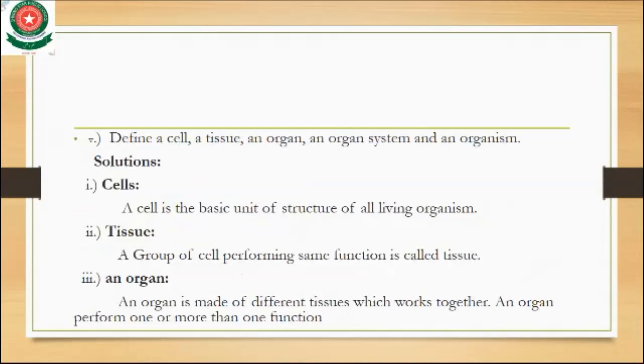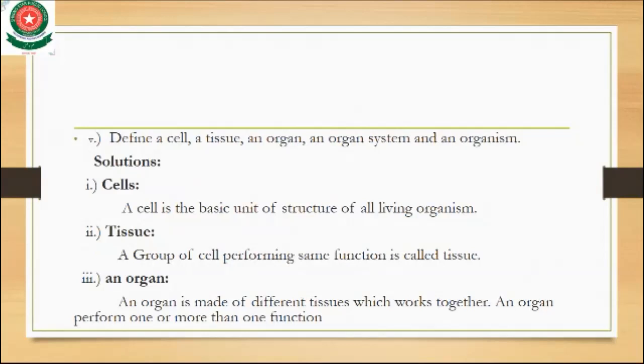Okay, come to part number 5. Question 3, part number 5. Define a cell, a tissue, an organ system, and an organism. First is cell. Here I will type the answer of this question. A cell is the basic unit of structure of all living things. Only give a definition of a cell: a cell is the basic unit of structure of all living organisms.